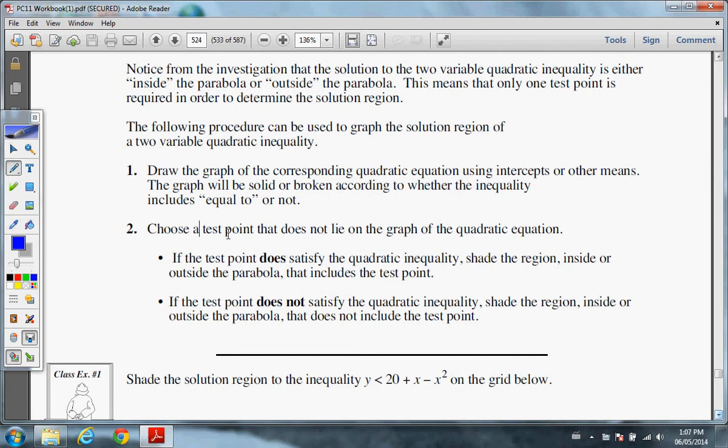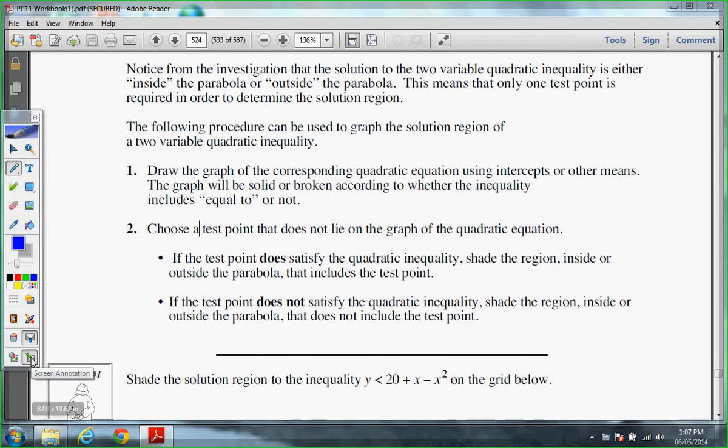Okay, they're going to tell you to use a test point. And what they mean by that is you can also, if you're not understanding what I'm saying with greater than equal to, just try inside the parabola or outside the parabola. Because if you try one of the points like we did last time, and it doesn't work, what's that mean? If you try a point outside the parabola and it doesn't work, what does that mean? Your answers are all right, inside.